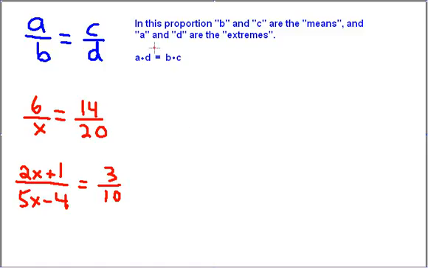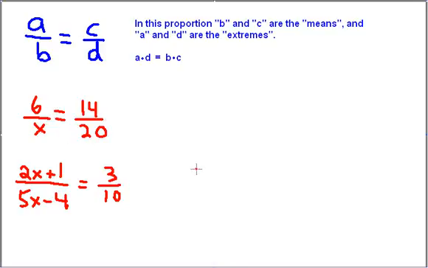Okay, this is just a quick review of what we just stated here on the previous screen. In this proportion, B and C are called the means and A and D are the extremes. And the relationship between this is that A times D equals B times C. Here's our next proportion. 6 over x equals 14 over 20.